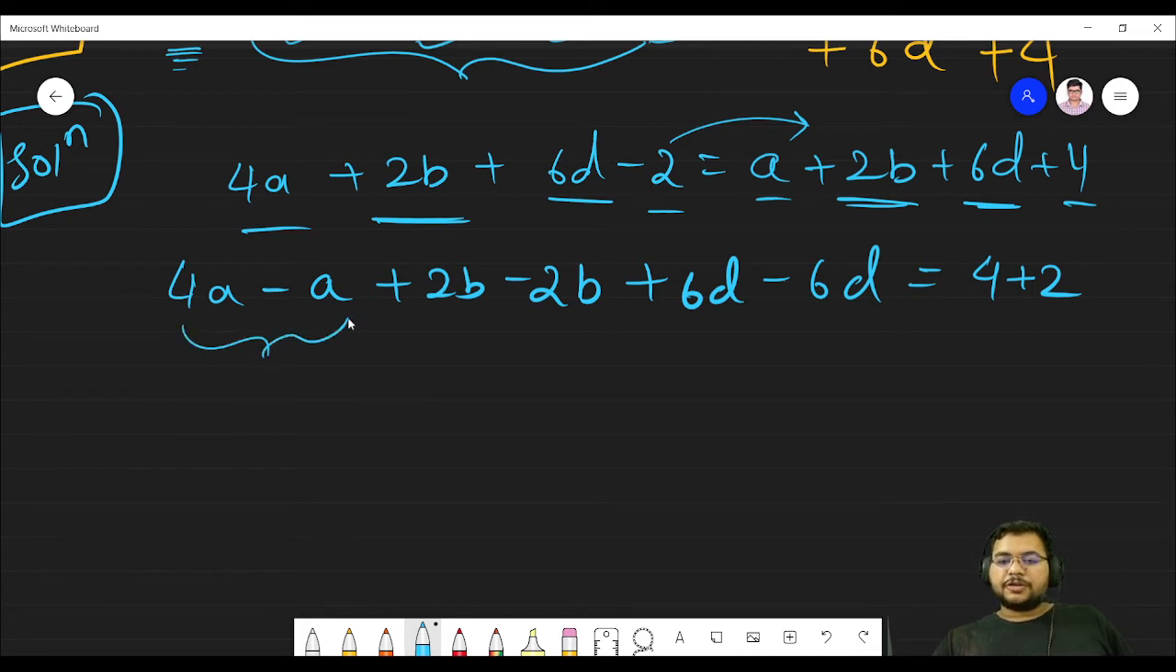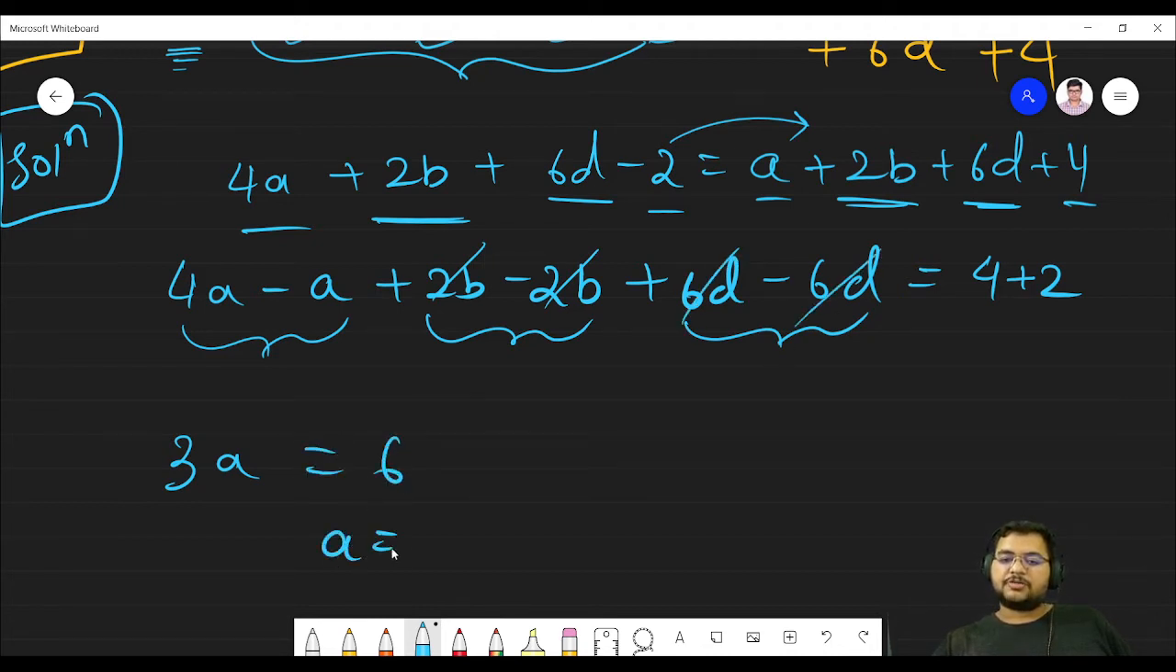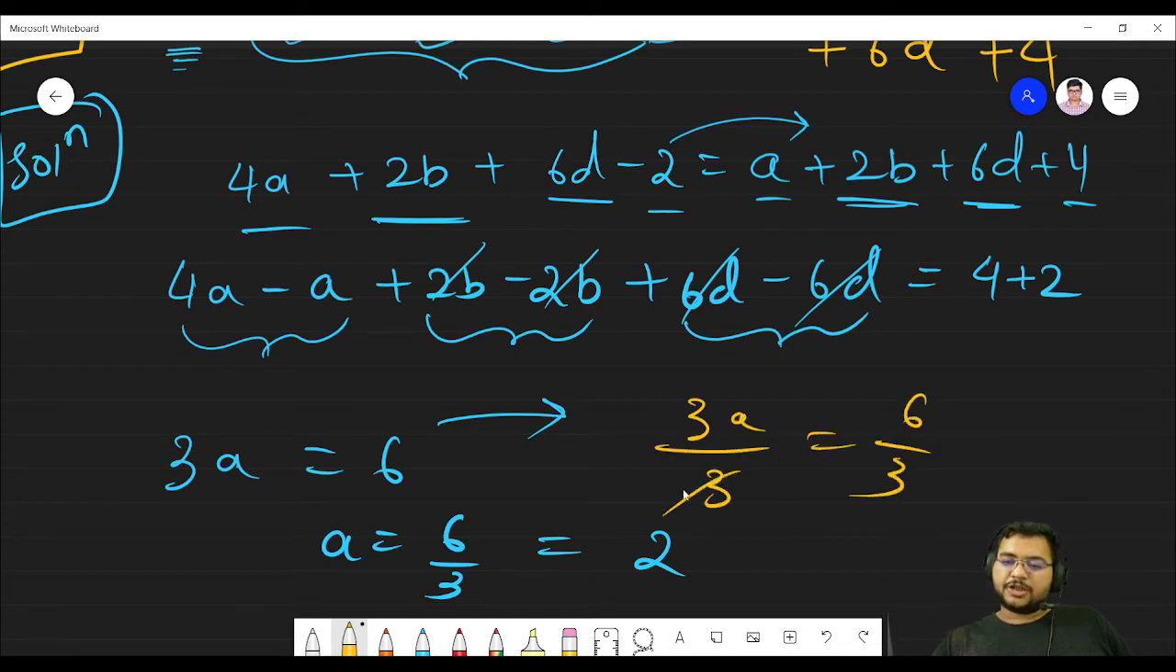Okay, so we will solve each term separately with speed. What is 4a minus a? It will become 3a. 2b minus 2b will become 0, and 6d minus 6d will also become 0. So it will be 3a equals to 6, a equals to 6 by 3. That is, we are dividing the whole equation by 3, and we will get 2. So this 3 and 3 will get cancelled, and here you will get a equals to 2.